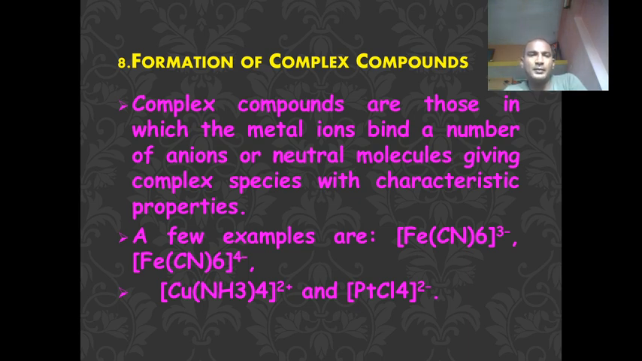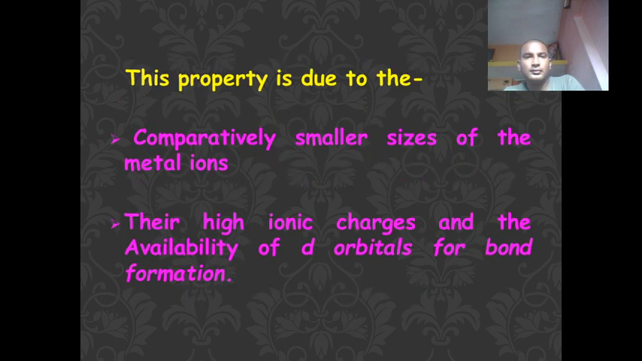Formation of complex compounds is one of the most important properties. Complex compounds are used in daily life and they are important for us. Most of the 3d series elements have the property to form complexes, for example hexacyanoferrate and so on. This complex formation property is mainly due to the smaller sizes of metal ions, their higher charges, and the availability of d orbitals for bond formation.